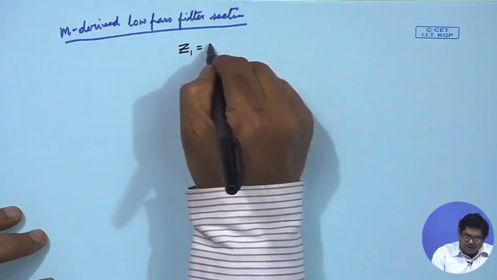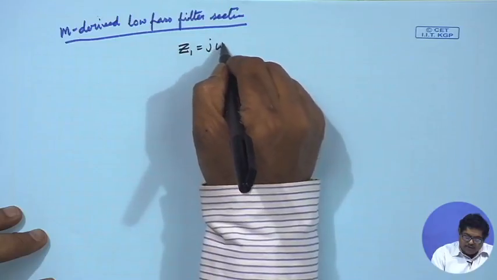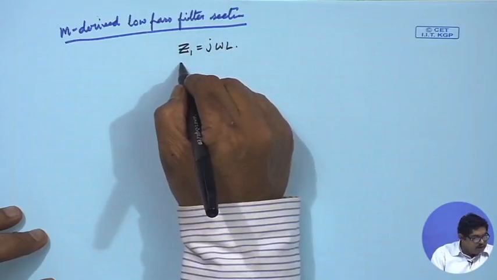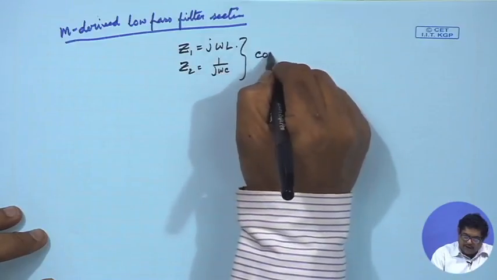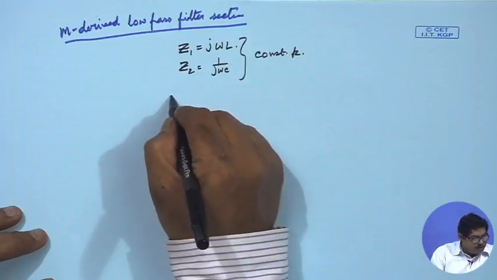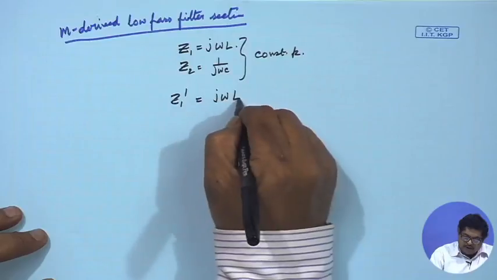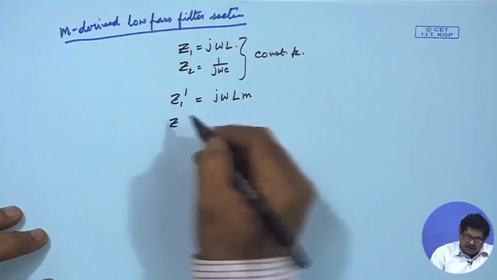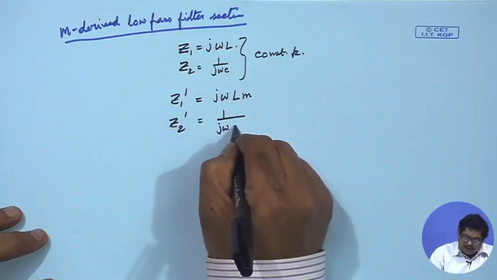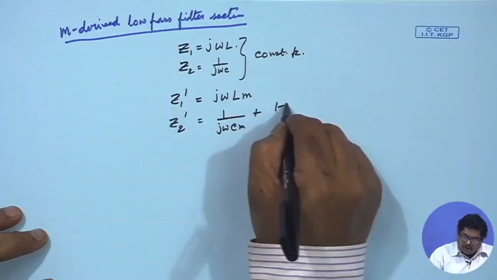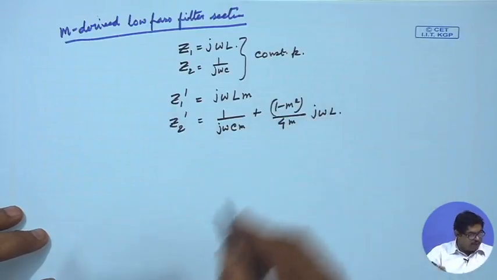We need to choose Z1. In constant k, we choose Z1 equal to j omega L, Z2 equal to 1 by j omega C; this is constant k. Z1 dashed for the m-derived section we will choose as j omega mL, and Z2 dashed as 1 by j omega mC plus (1 minus m square) by 4m j omega L.